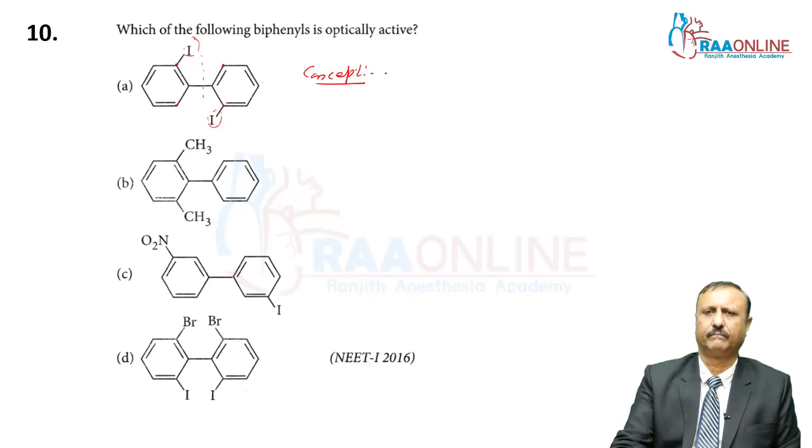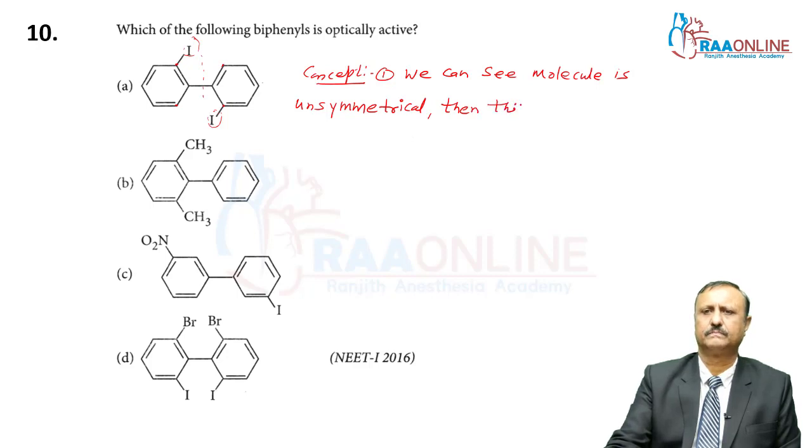Means we can see, number 1 point: the molecule is unsymmetrical, then this molecule shows optical activity. The molecule must be unsymmetrical.